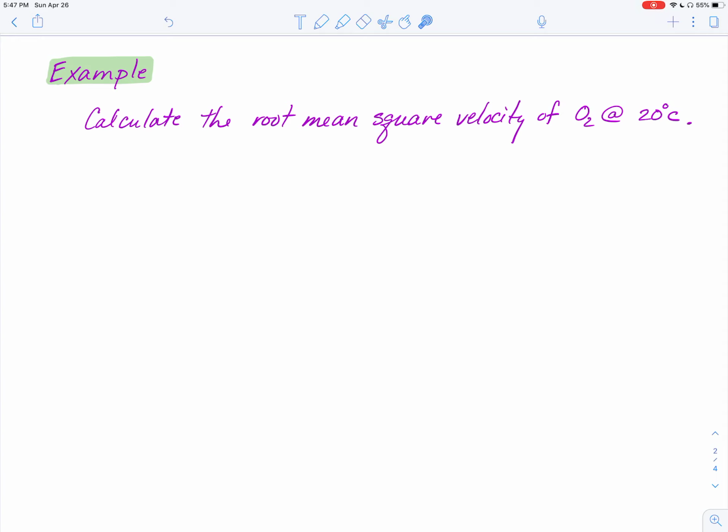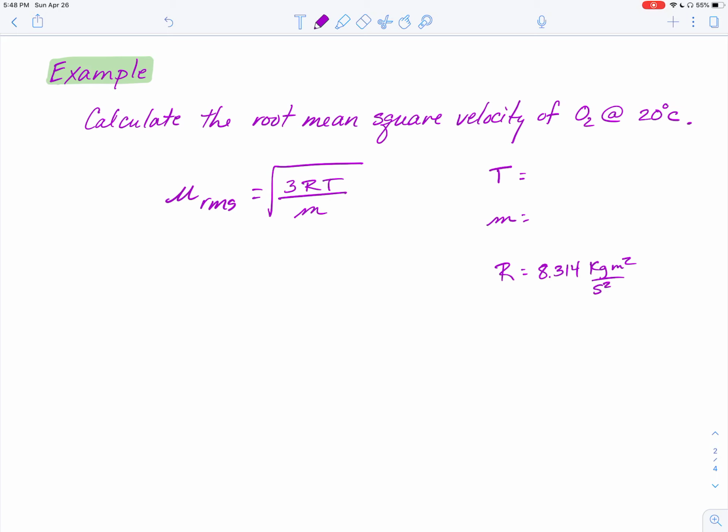So with this particular problem, it says calculate the root mean square velocity of oxygen, or O2, at 20 degrees Celsius. So here's our equation. The root mean square velocity is equal to the square root of 3RT over the molar mass in kilograms of that particular substance. And so let's just make sure that we have T and our molar mass in kilograms as the appropriate units, and we already know R to be 8.314 kilograms meters squared per second squared Kelvin.